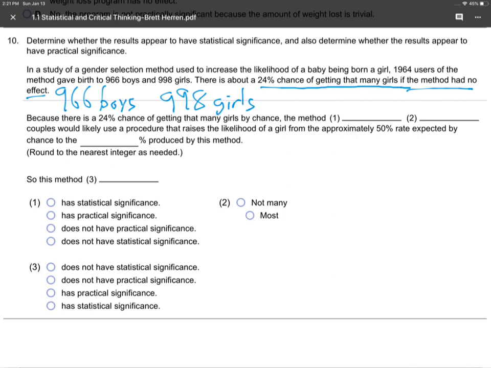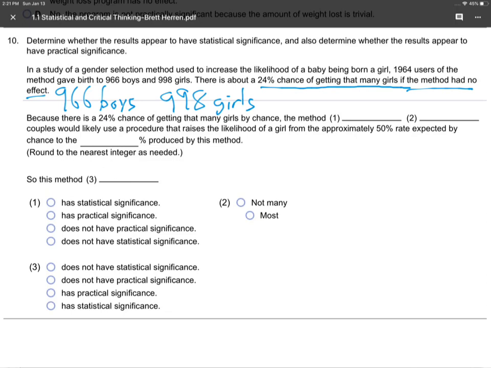Understand what they're saying? You can have a treatment that really is not doing anything. And the people just have their babies, and you get a few more girls than boys. It's not that many more. That could have just been luck. In fact, that's what we'll learn to calculate later. There's a 24% chance that was just luck. It wasn't really the treatment making that happen. It was just random luck. So if there's a 24% chance of that, the method is what?